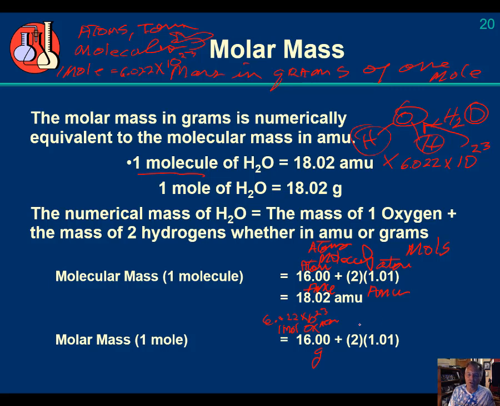And the same thing over here, 2 times 1.01. We're going to be doing this in grams. And here we have 2 moles of hydrogen. Okay? So we actually have 2 times 6.022 times 10 to the 23rd atoms, and that's why we wind up with grams, because we're talking about a lot of those things.